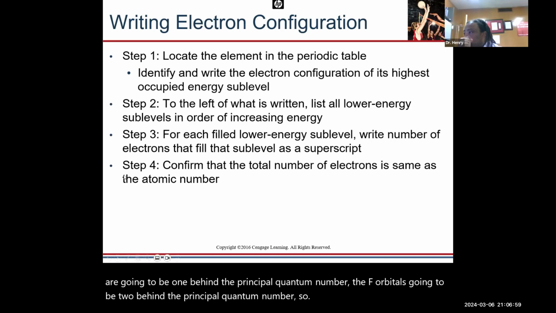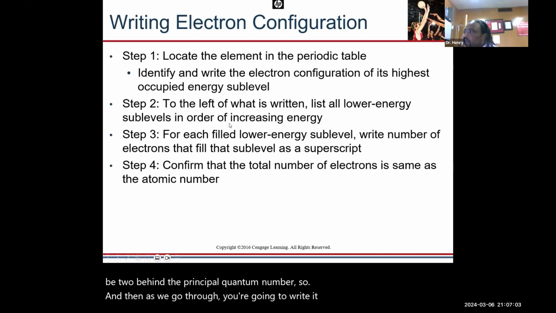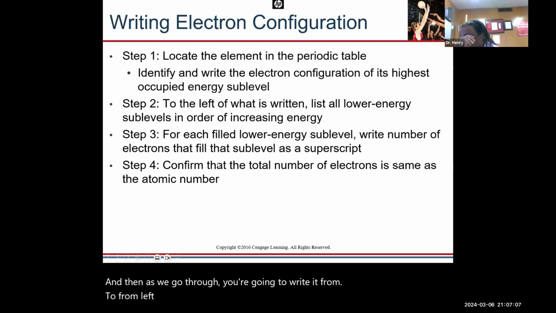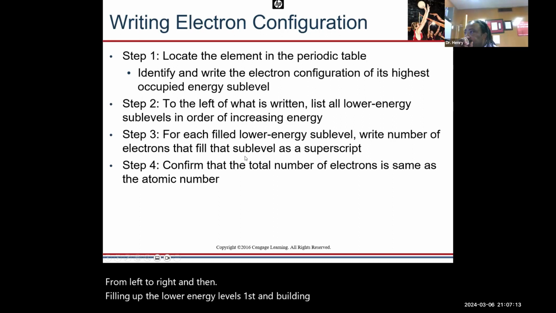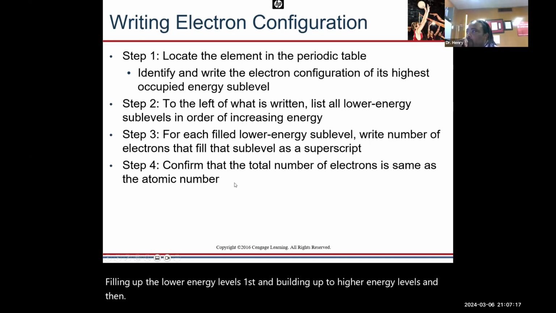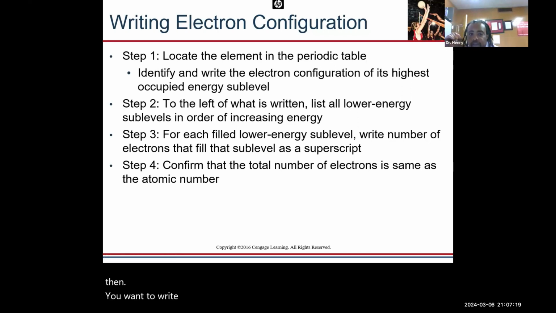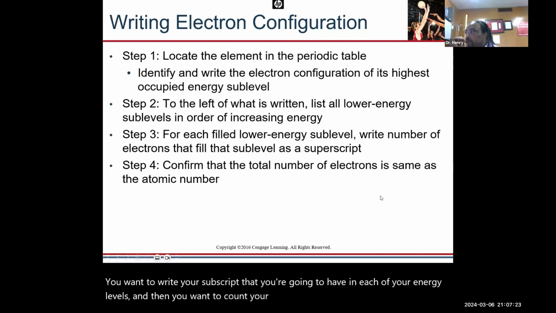Then as you go through, you're going to write it from left to right, filling up the lower energy levels first and building up to higher energy levels. And then you want to write your subscript that you're going to have in each of your energy levels. And then you want to count your total electrons.